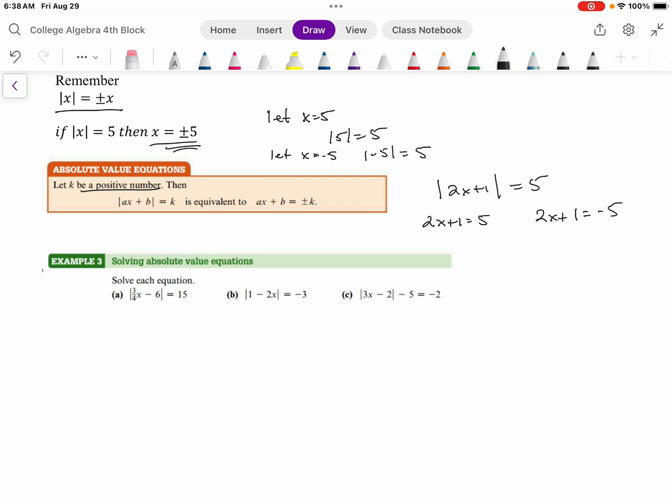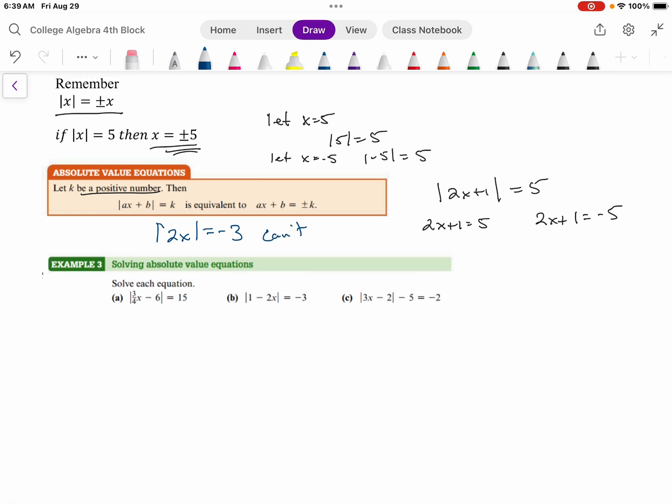Now, if the beginning problem is the absolute value of 2x equals negative 3, then I can't do this. I can't solve that, because the absolute value of a number can't be a negative answer. So we have to be careful. That is when k is a positive number. When the absolute value bar by itself is equal to a positive number, then the stuff on the inside is equal to the positive and negative version of the constant on the other side.